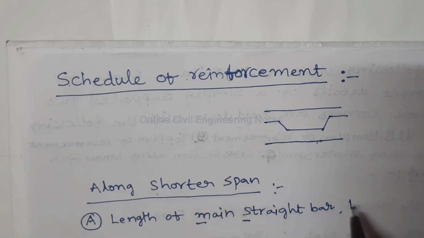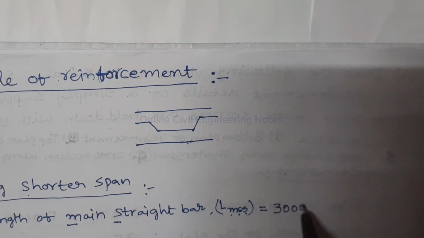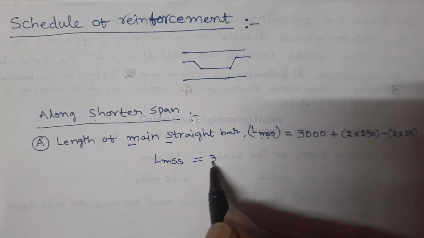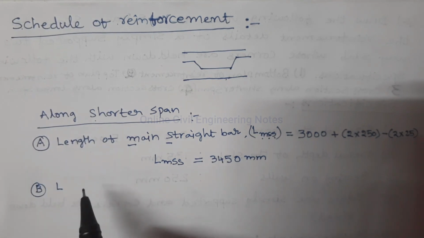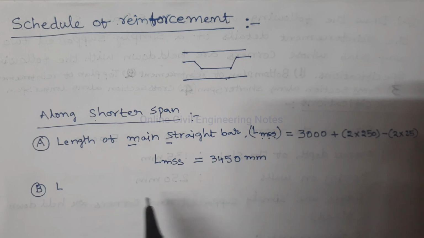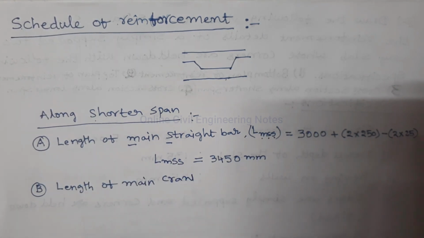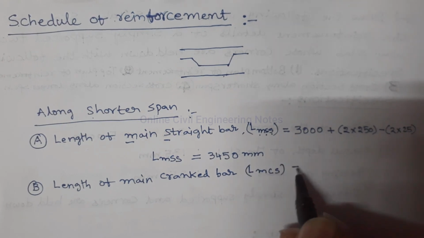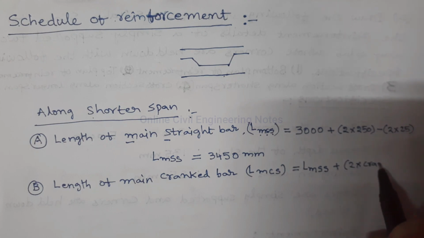Length of main straight bar along the shorter span, LMSS, is equal to clear span 3000 plus 2 into bearing, 2 into 250, minus 2 into end cover, 2 into 25, which is 3450 mm. B bar is the main cranked bar. Here the crank is applied on either side of the bar. Length of main cranked bar, LMCS, is equal to length of main straight bar along shorter span plus 2 into crank allowance.